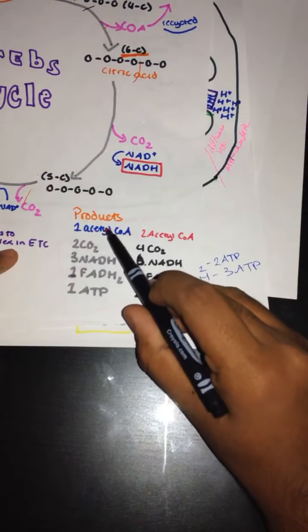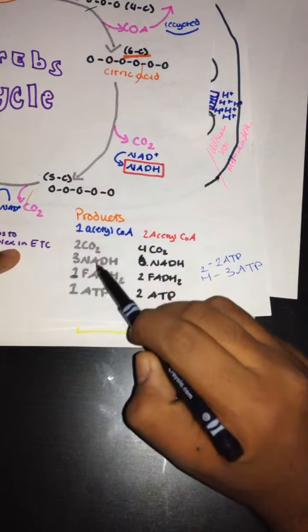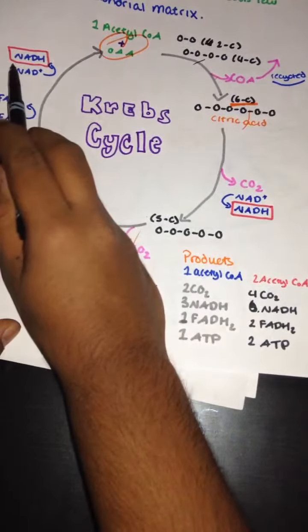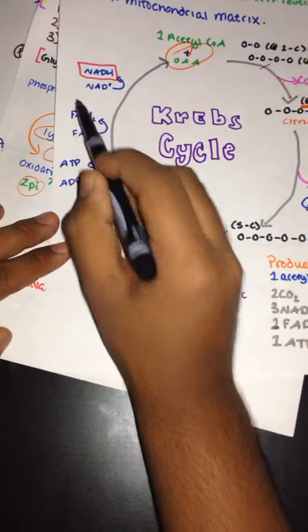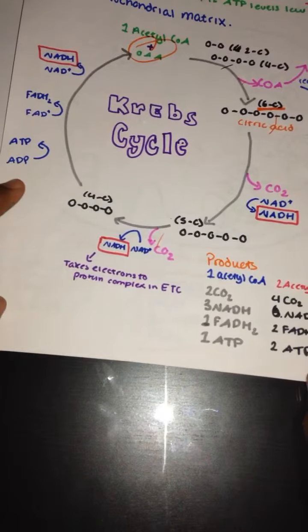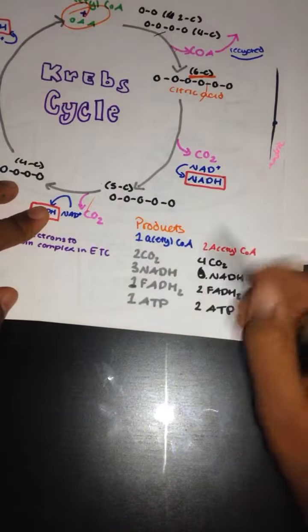So through the Krebs cycle, you have products. These are your products. For 1 acetyl-CoA, you have 2 CO2 produced, 1, 2. You're going to have 3 NADH produced, 1 here, and 1 here. You're going to have 1 FADH2 produced from right here. And you're going to have 1 ATP produced right here. So because you have 2 pyruvates, which turn into 2 acetyl-CoAs, for 2 acetyl-CoAs that come in, these are going to be the products. You basically take these and multiply them by 2.